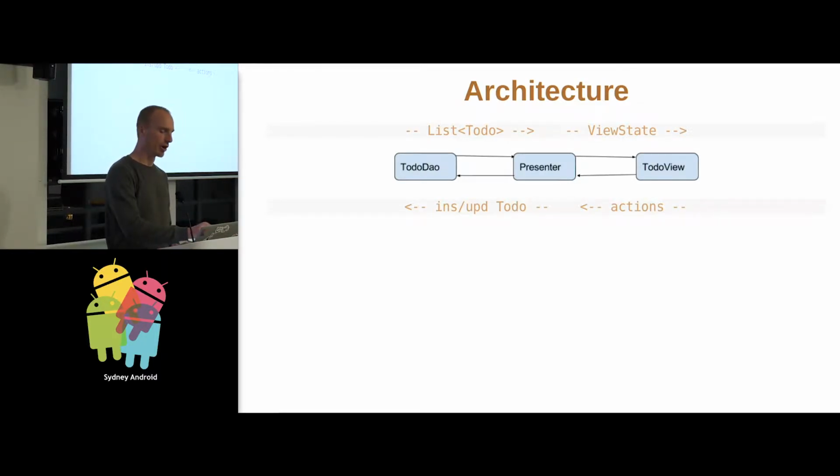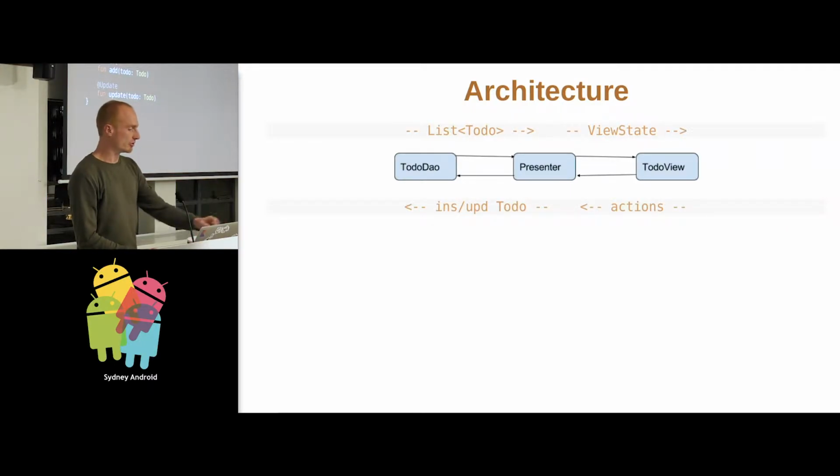At the same time, we're going to observe the to-do view for all the presses and the typing that we do. And the presenter is going to transform that into a to-do item and store that in the DAO. We're not really going to store anything in the presenter itself. It's just going to observe the view for the actions, and it's going to observe the data store for new to-do items or changed to-do items.